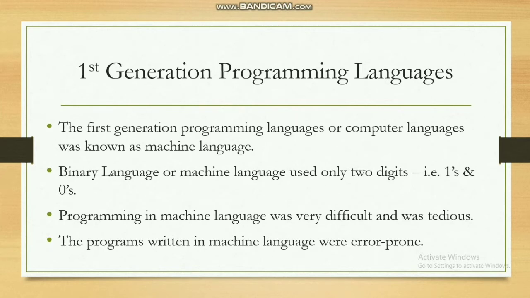And these ones and zeros were used by the machines, and the ones and zeros were the identification of the machine about whether electricity is present. If the electricity is present, it is denoted as 1, and if it is absent, it is denoted as 0.